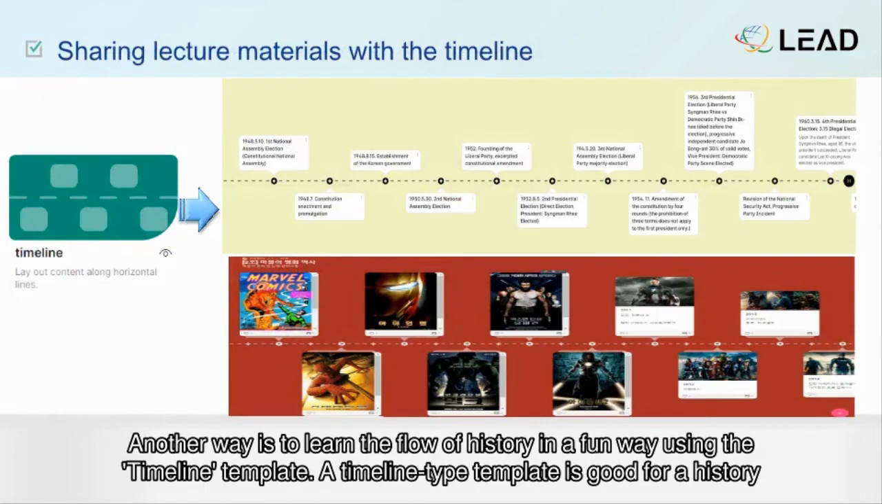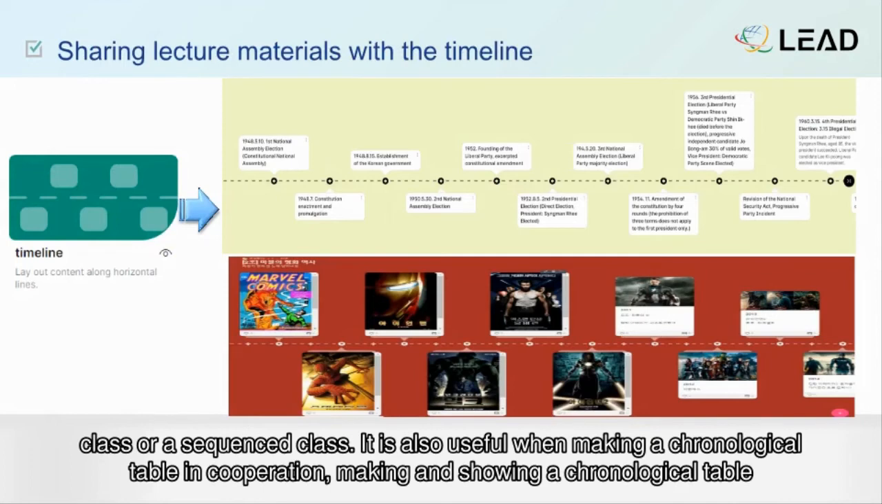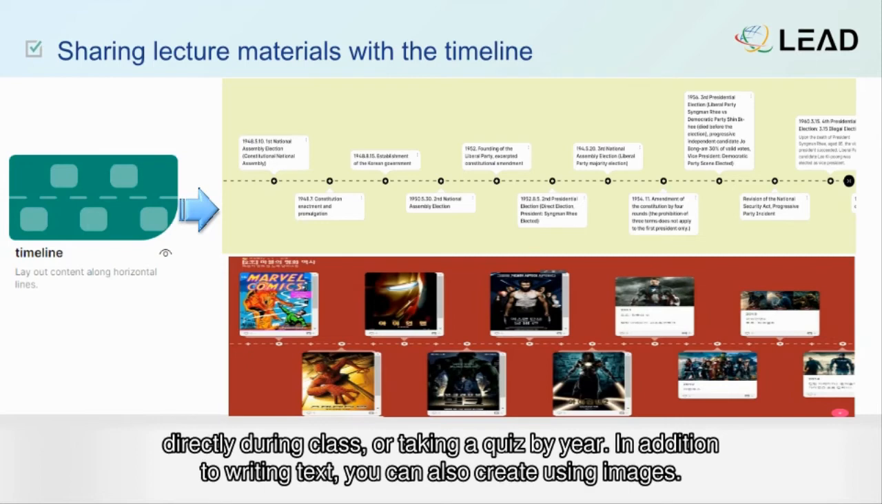Another way is to learn the flow of history in a fun way using the Timeline template. A timeline type template is good for a history class or a sequenced class. It is also useful when making a chronological table in cooperation. Making and showing a chronological table directly during class, or taking a quiz by year. In addition to writing text, you can also create using images.